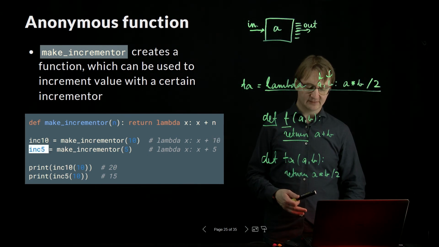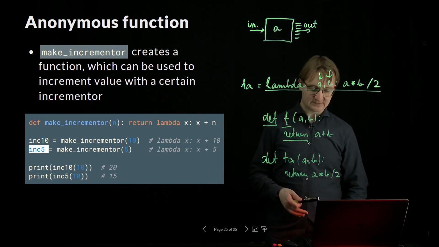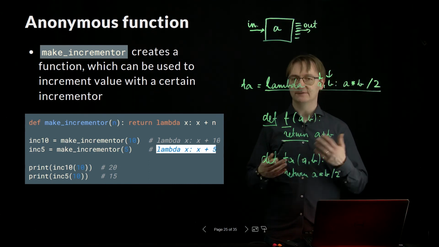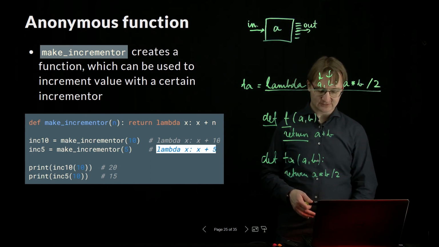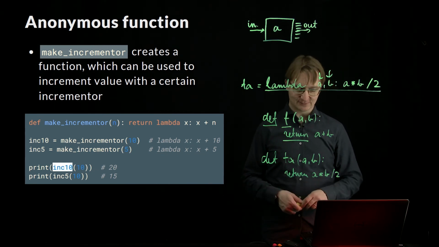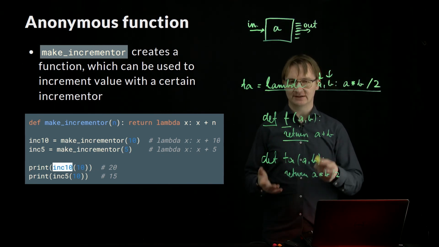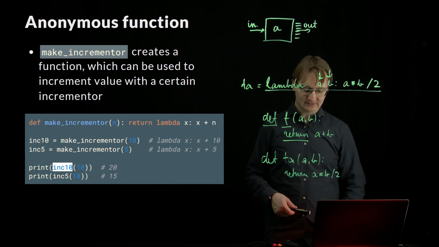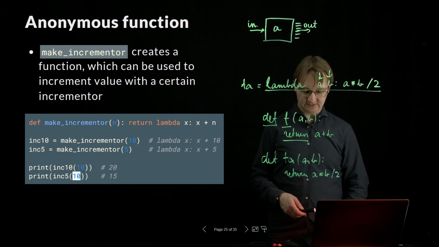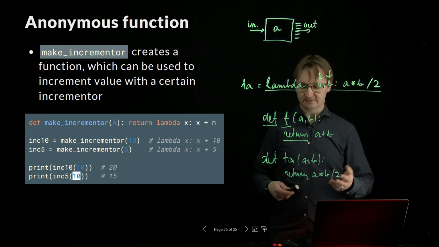And then I will have incrementer 5. So basically I will have a function which increments the value x by 5. And now I can use those two functions, which one increments by 10 and one increments by 5. And then I can pass in 10, and now the 10 becomes 20. And now if I pass 10 here, the 10 becomes 15.